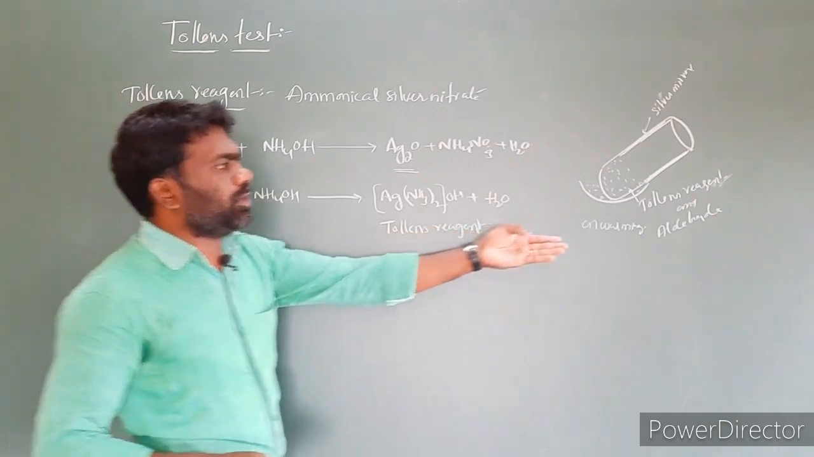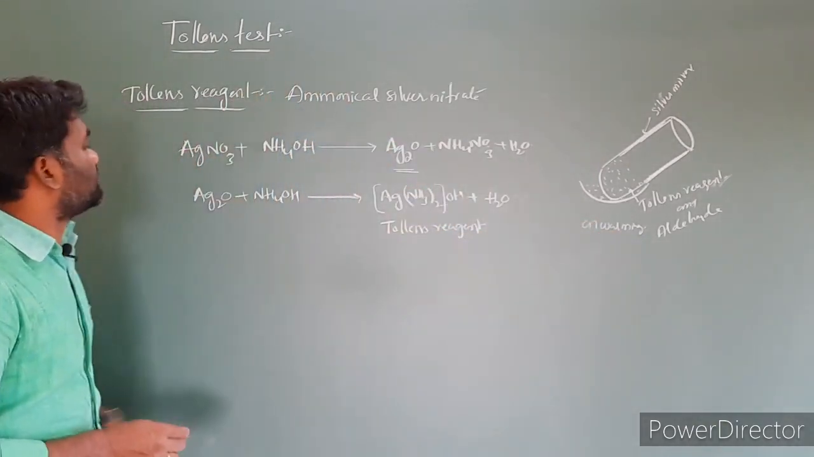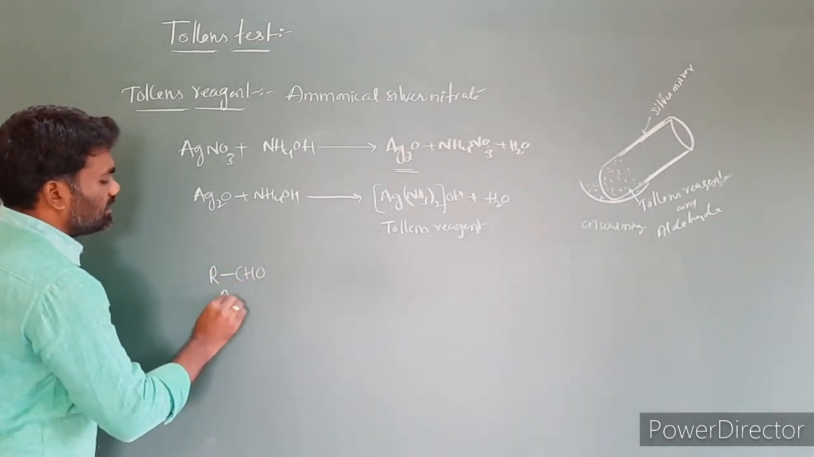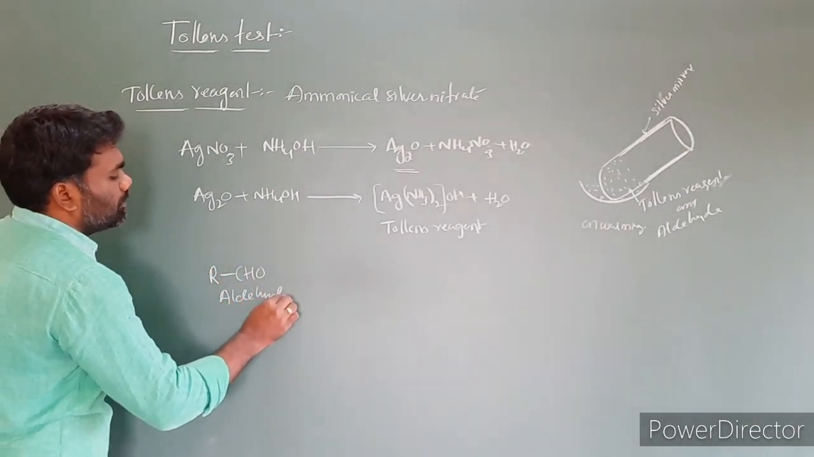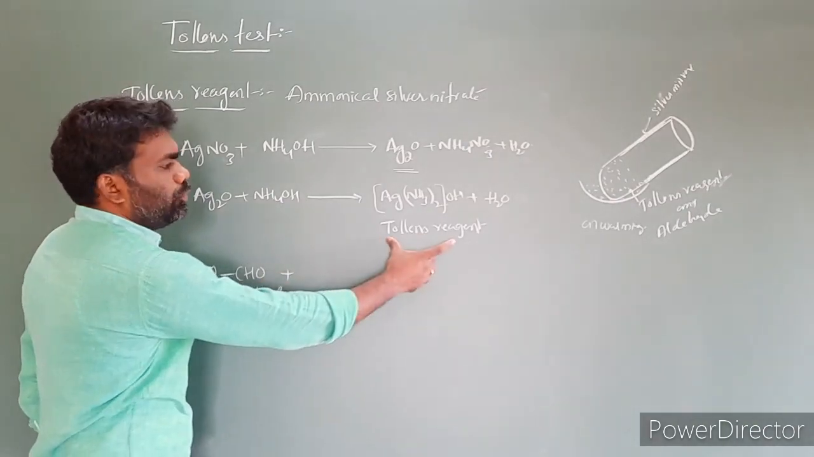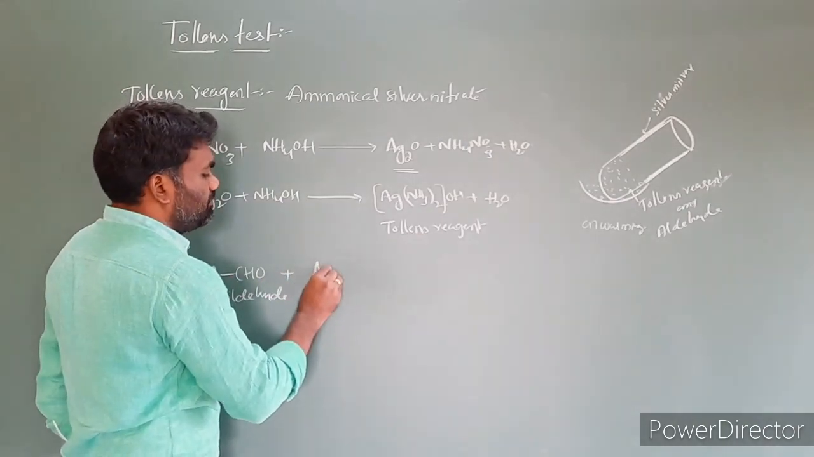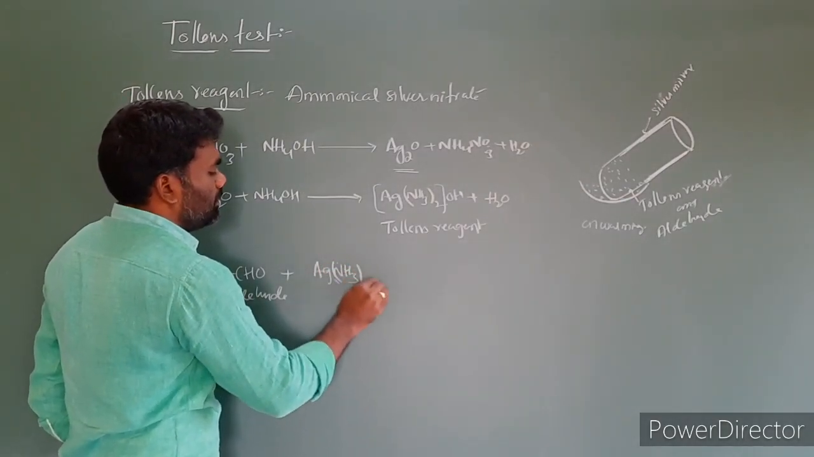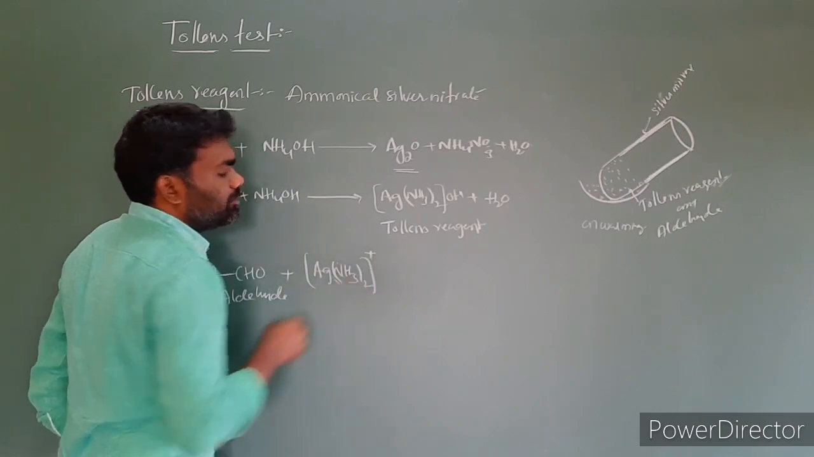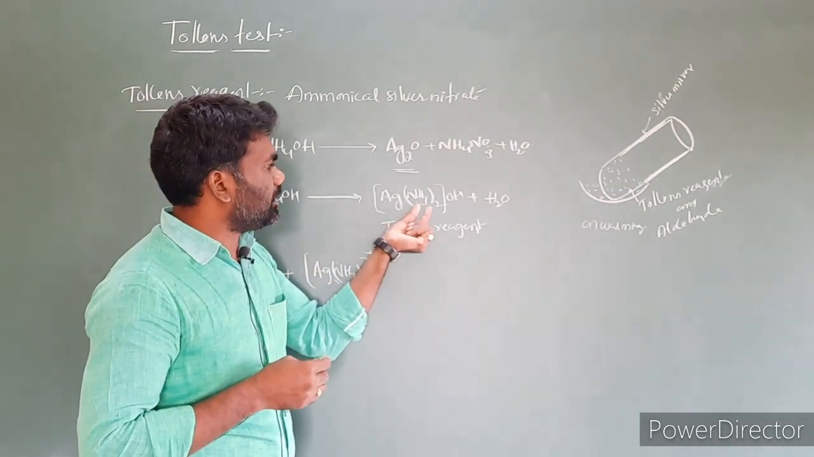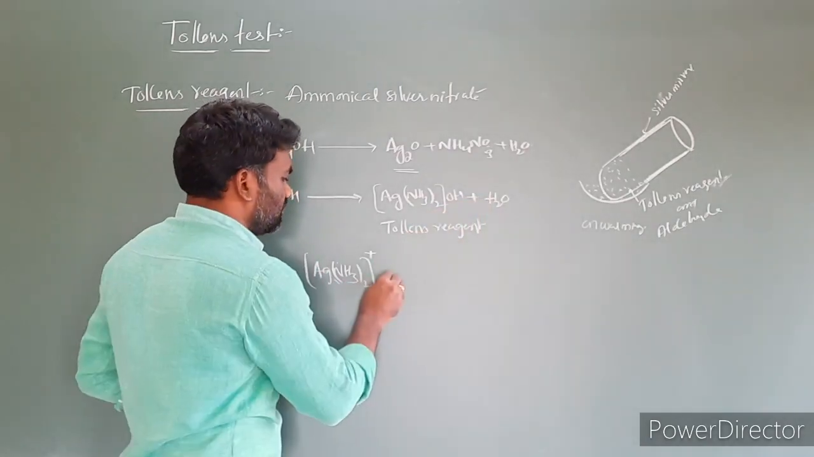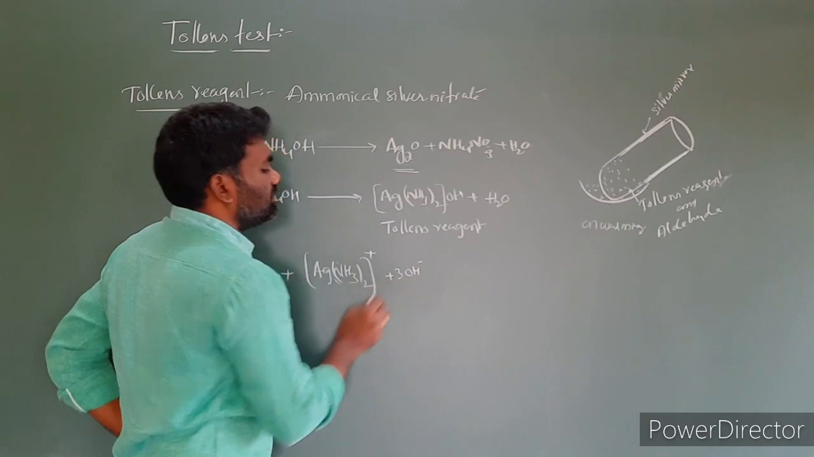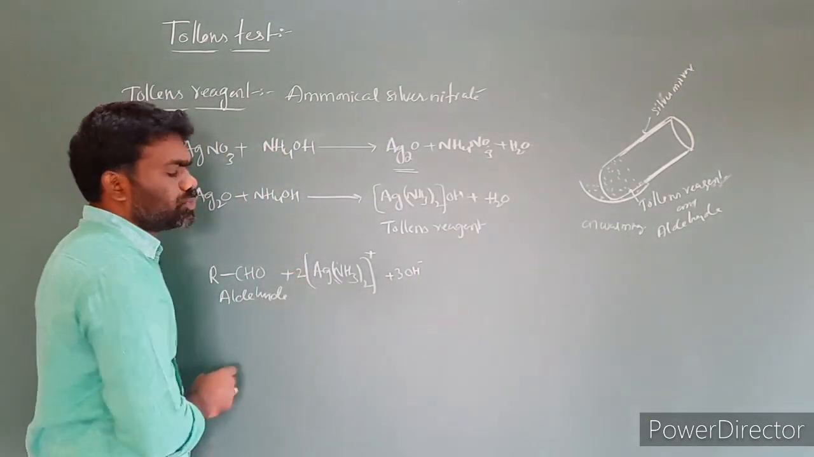Then what are the products formed in a Tollens test? We are taking an aldehyde, RCHO. Aldehyde we are treating with Tollens reagent. What is the formula? [Ag(NH3)2]+ OH-. I'm taking the positive charge; this dissociates into [Ag(NH3)2]+ and OH-. I'm labeling this as 3 OH-, and this as 2 molecules.